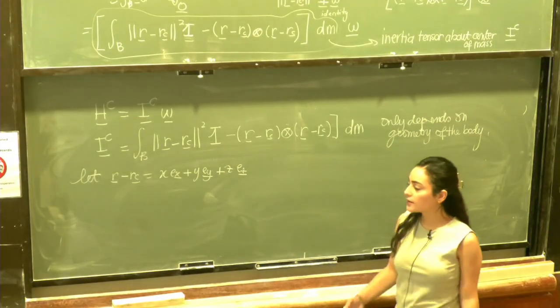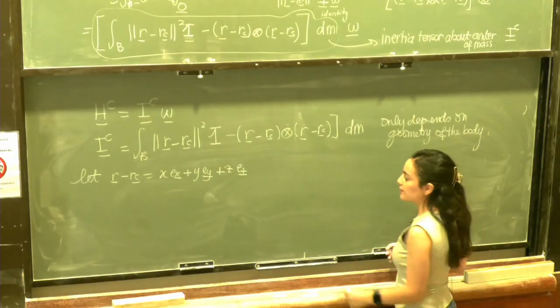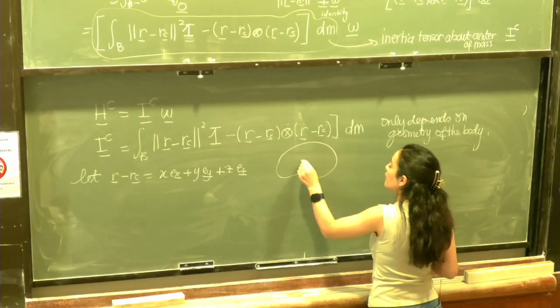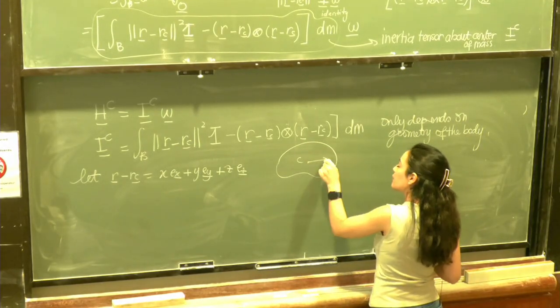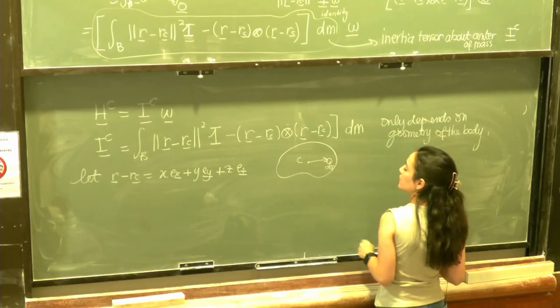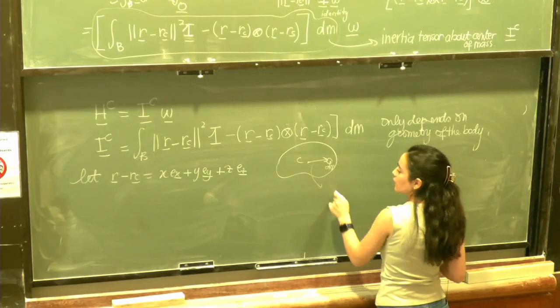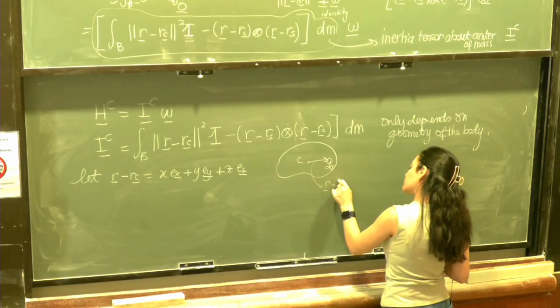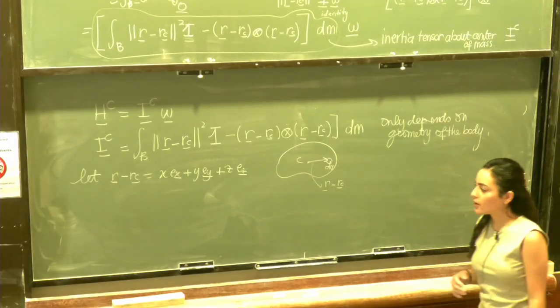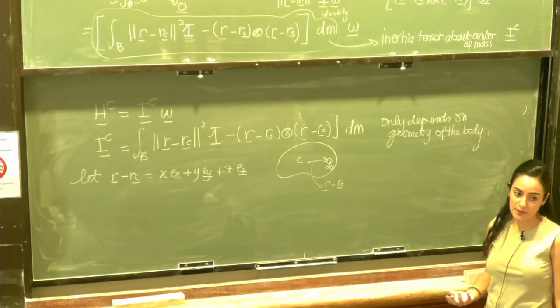Okay, so let R minus RC be x plus y plus z easily. So I have my rigid body, I have the center of mass, and I have my differential mass dm. And this vector here, R minus RC. Okay, what is the magnitude of R minus RC squared?